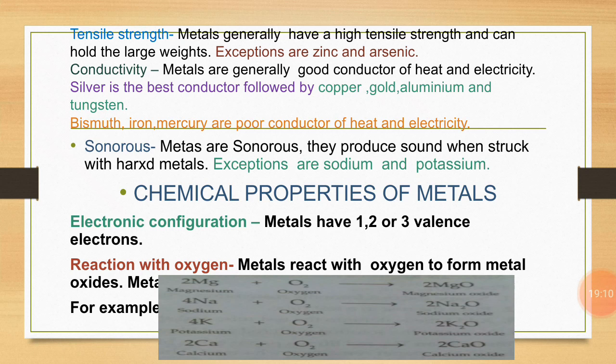For example, when you take a magnesium ribbon and burn it in a flame, you will get a white colored powder. That white powder is mainly known as ash. That white powder is the powder of magnesium oxide. So magnesium reacts with oxygen to form magnesium oxide, and that magnesium oxide, the white powder or ash, you mix it with water.